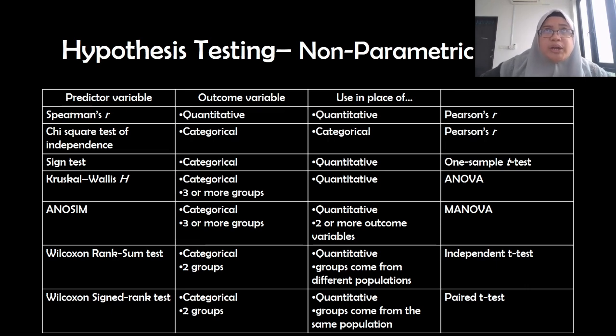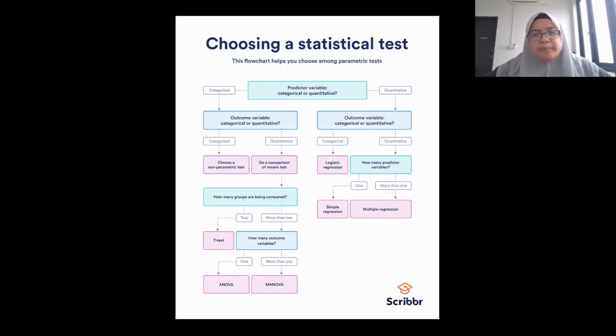Okay, so when we are choosing our test, like Pearson r, ANOVA, independent t-test, paired t-test, we need to consider our predictor variable and also our outcome variable. So basically, what test should we use to analyze the relationship or to test our hypothesis? First of all, we need to see our predictor variable, whether it is categorical or quantitative. If it is a quantitative variable, we need to see the outcome variable, whether it is categorical or quantitative.